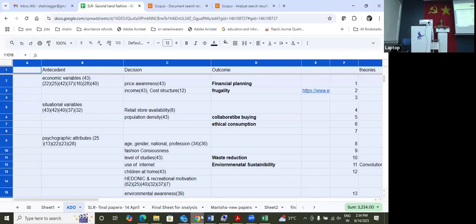The way that you extract the data is based on a framework. And that is ADO.